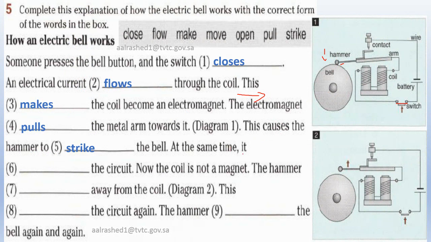At the same time, it opens the circuit. Now the coil is not a magnet. The hammer moves away from the coil. So this is what is happening here. The hammer closes the circuit again. The hammer strikes the bell again. So this is basically an explanation of how the bell system in our houses works.